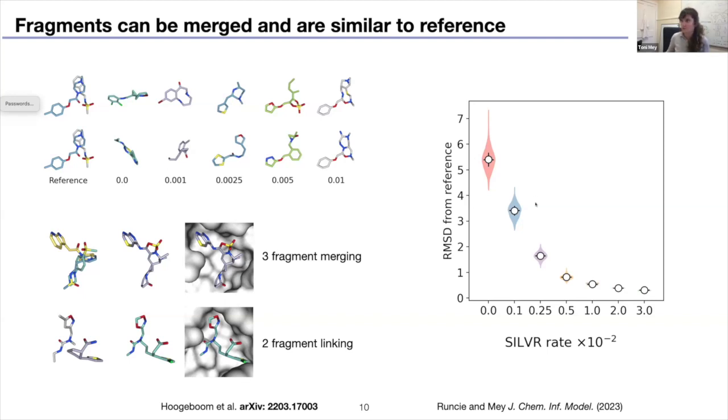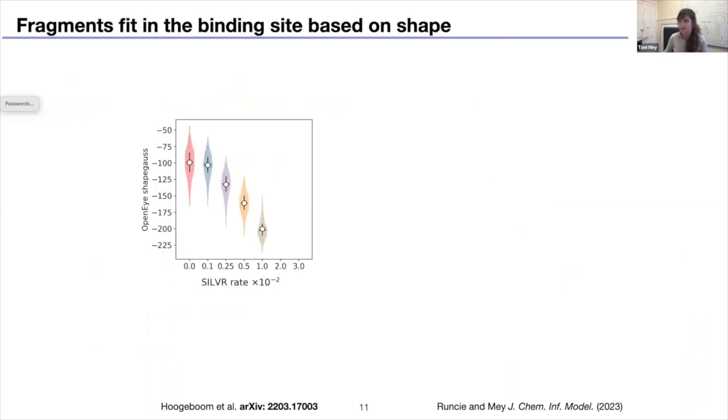The next thing we want to know is, if we are generating these samples, do they actually fit into the binding site? Because at the moment, we are not even including any information on the protein, but with the shape of the fragments, we know that they follow the binding site we're trying to target. So is that enough to generate new molecules that fit into the binding site? For this, we can look at a measure called OpenEye shape Gauss. That is basically a measure of how the shape of the molecule complements the shape of the protein pocket. You want a low score for this, and you can see as the SILVR rate increases, the shape Gauss score decreases. We ended up having some issues at the higher rates, but we wouldn't want to use those high rates anyway.